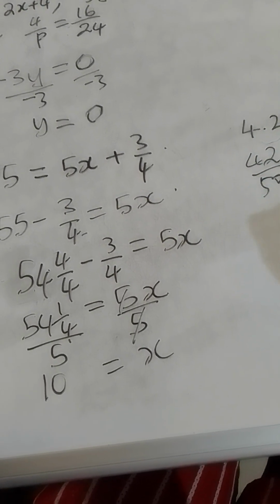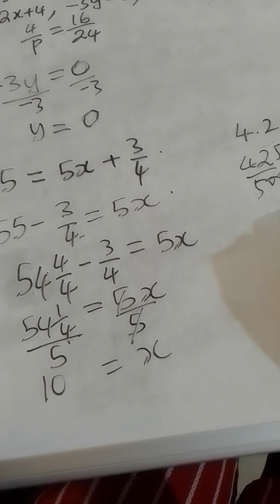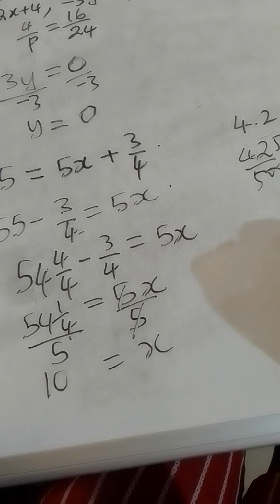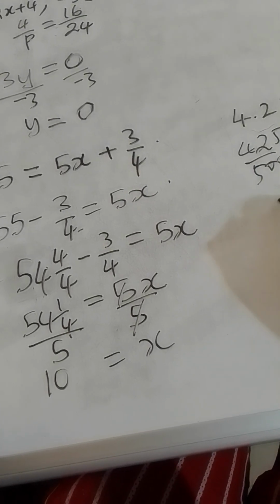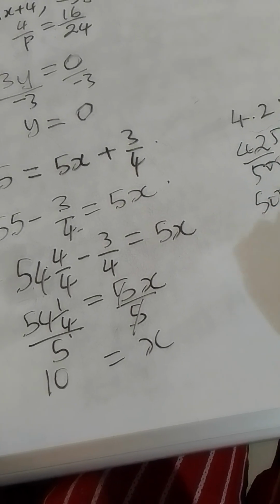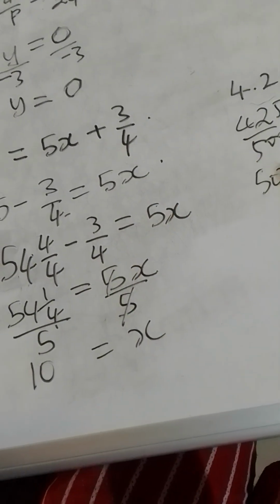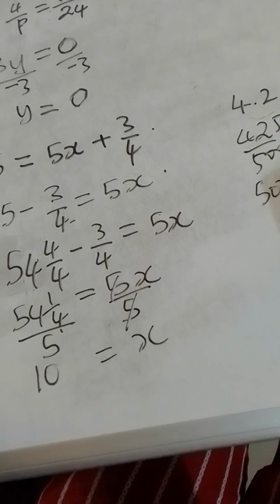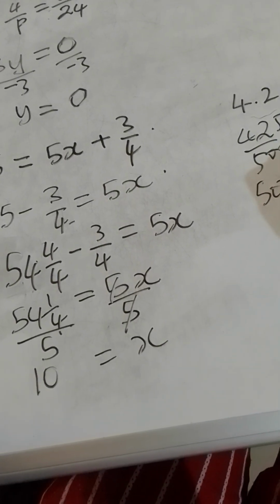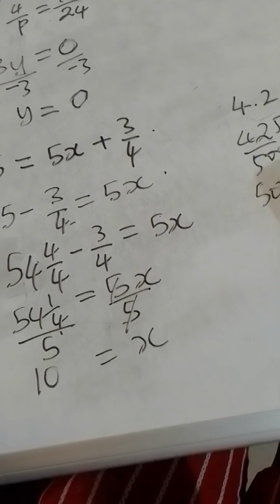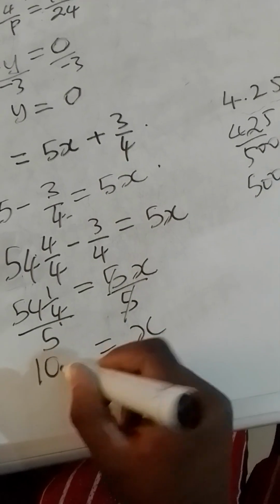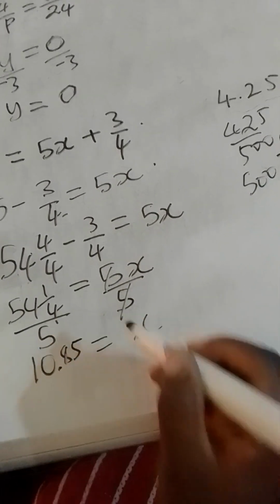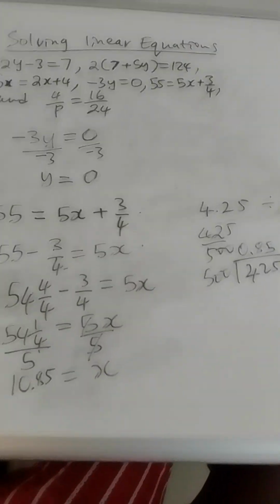And this, using long division, would be 500. It would be 0, comma. In 4,200, this will go 8 times 5. So 10,85. So x is 10,85.